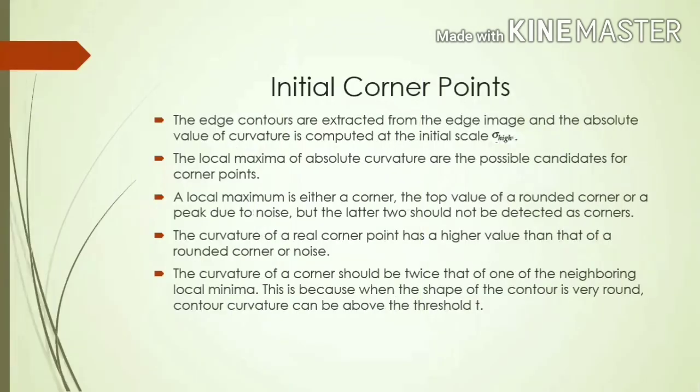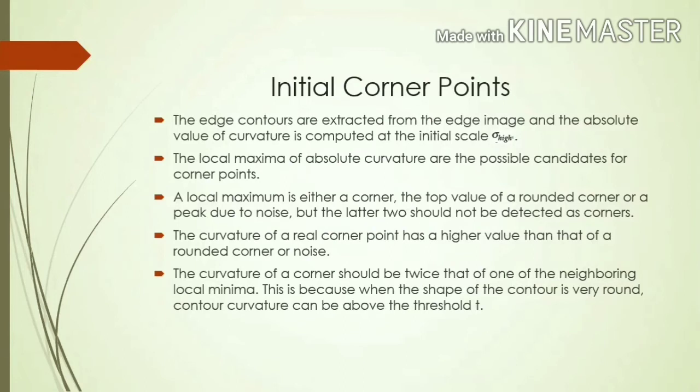So next we'll go to how to initialize corner points. The edge contours are extracted from the edge image and the absolute value of the curvature is computed at the initial scale sigma high. The local maxima of absolute curvature are the possible candidates for corner points. The local maximum is either a corner, the top value of a rounded corner, or a peak due to noise, but the latter two should not be detected as corners. The curvature of a real corner point has a higher value than that of a rounded corner or noise.